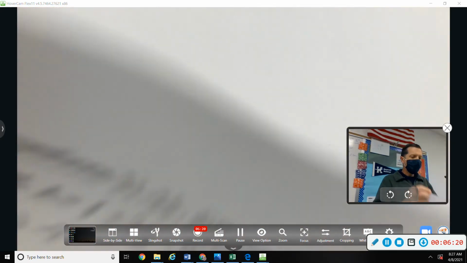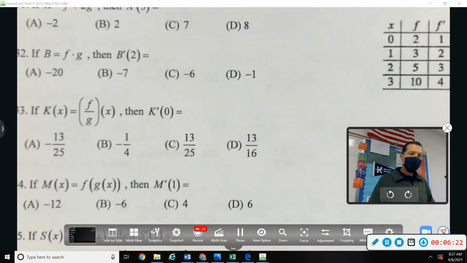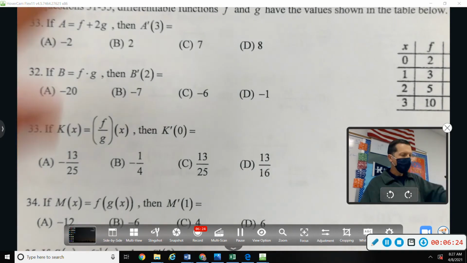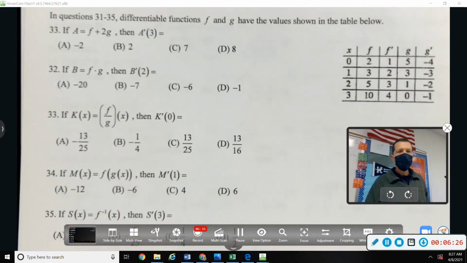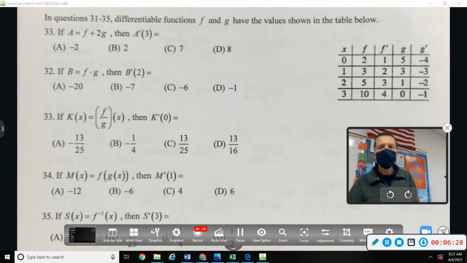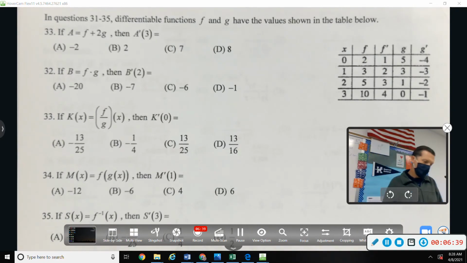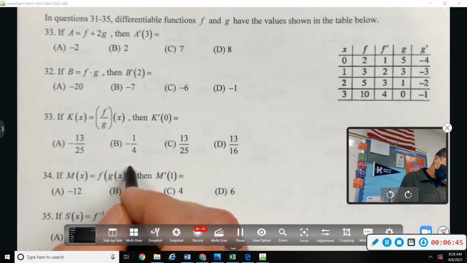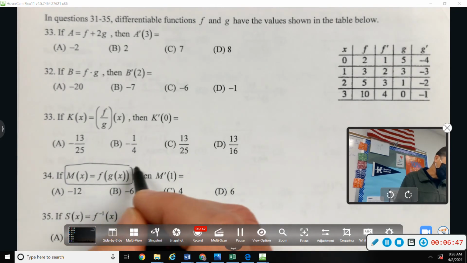Most of you didn't get there in class yesterday, but are you okay with the table problems? Most of them are pretty easy, just we haven't seen one in a while. You're like, oh, there was the third page. Let's see, which would be the hardest of them? Probably 34, because that looks like a chain rule problem.